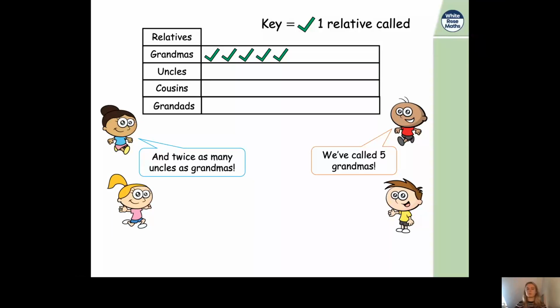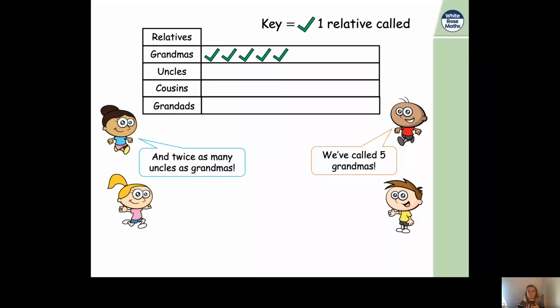Oh, so they've said they called twice as many uncles as grandmas. Remember, twice a number is the same as saying double a number or multiply the number by 2. So we need to multiply the number of grandmas by 2. So there are 5 grandmas, so 5 multiplied by 2. So let's count up in steps of 2, 5 times.